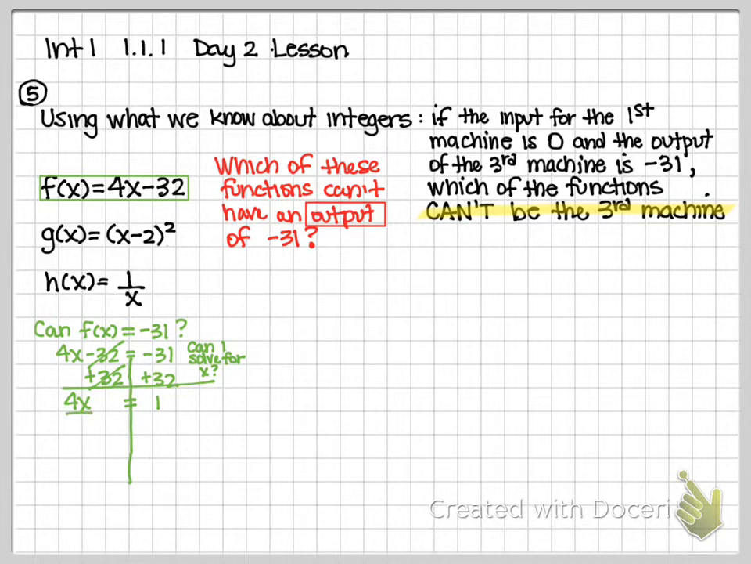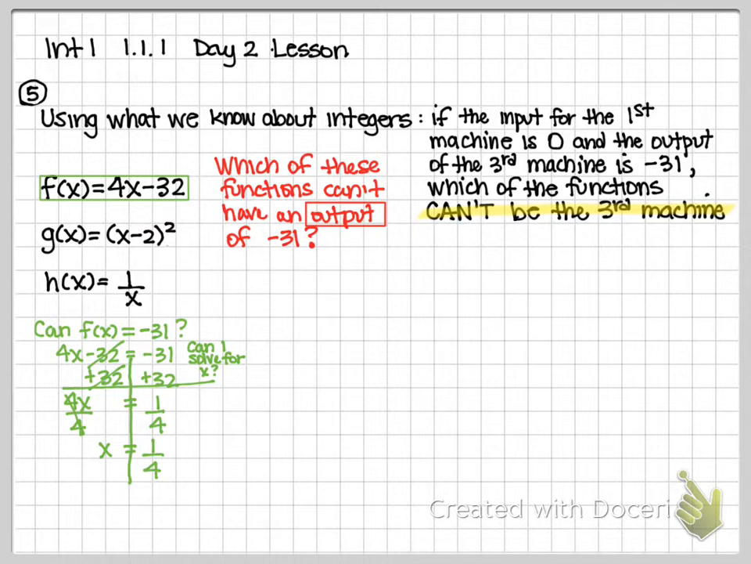Okay, last thing I need to do is get the x by itself. So I'm going to divide by 4. And then 4 divided by 4 is 1, so those cancel. And 4 can't go into 1 evenly, so I'm just going to leave it as 1/4.